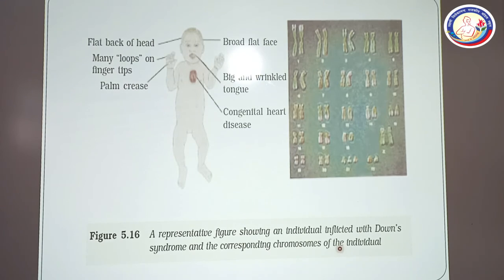Now come to the next. This is the figure taken from your book: flat back of head, many loops on fingertips, palm crease found here, broad flat face, big and wrinkled tongue, and congenital heart disease.